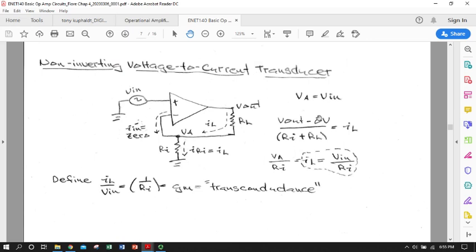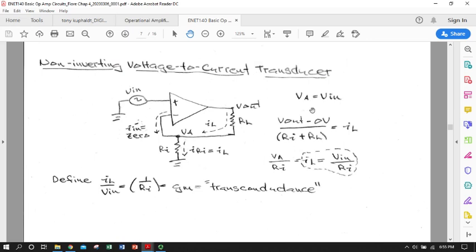So I can just take a look at this and walk through the math, and I'm going to want to express I sub L and V sub I in terms of one another. Remember, this is a voltage to current transducer. So I wanted the output current. This is a good example of how you can get too excited with the math.